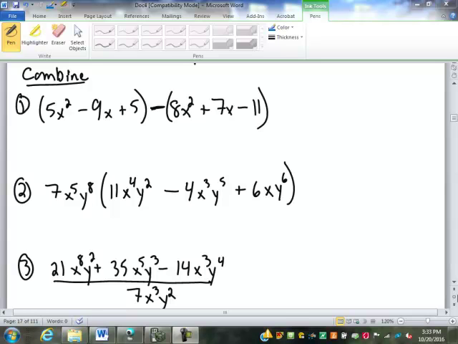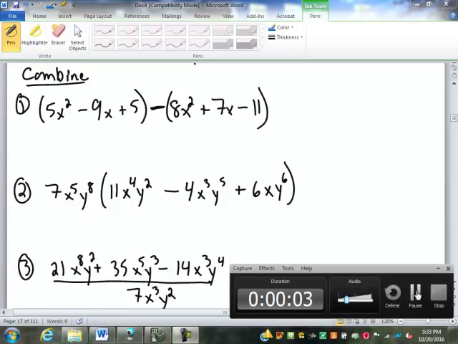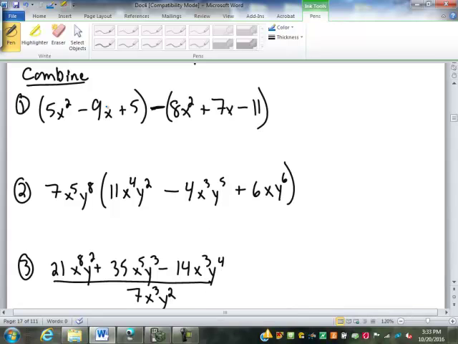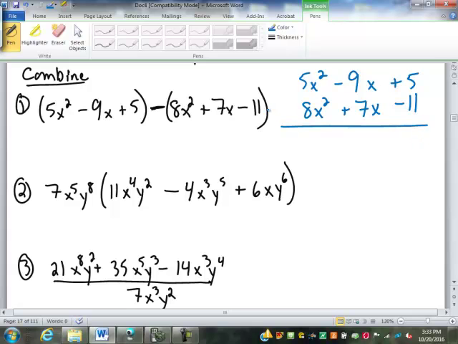Okay, let's take a look at these couple here. The first one, we're subtracting, so we're going to write them out. 5x squared minus 9x plus 5. And we're going to line them up. 8x squared goes under the 5x squared, plus 7x goes under the negative 9x. And our negative 11 will go under the 5. And we are subtracting here down each column.